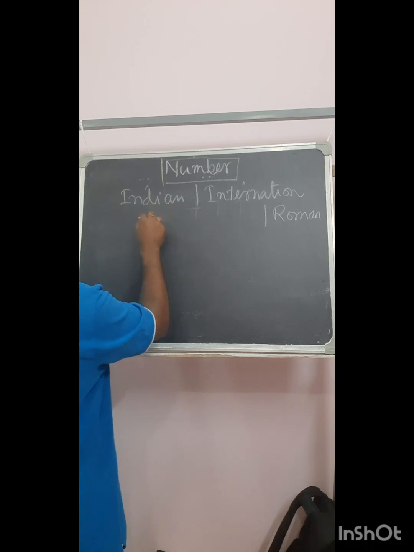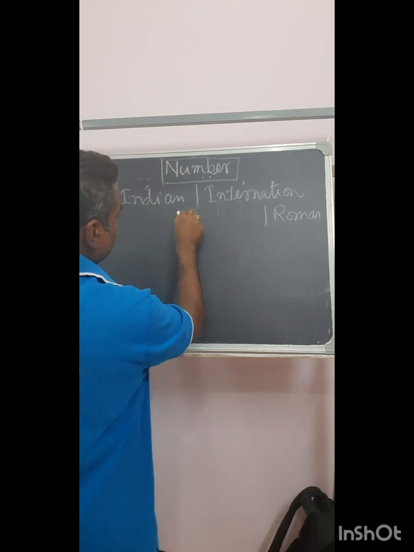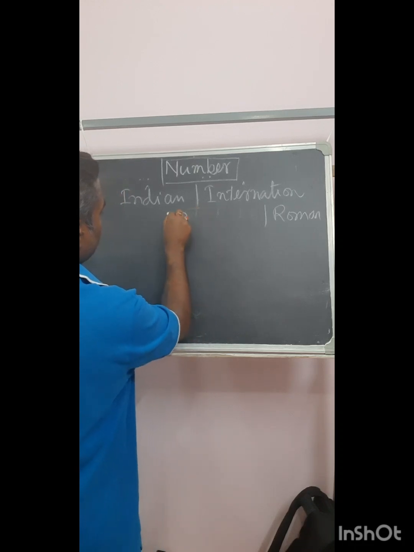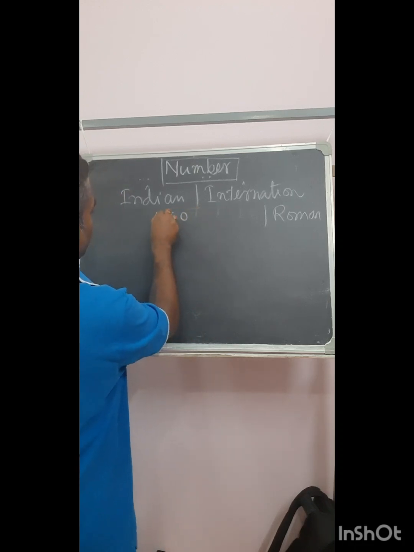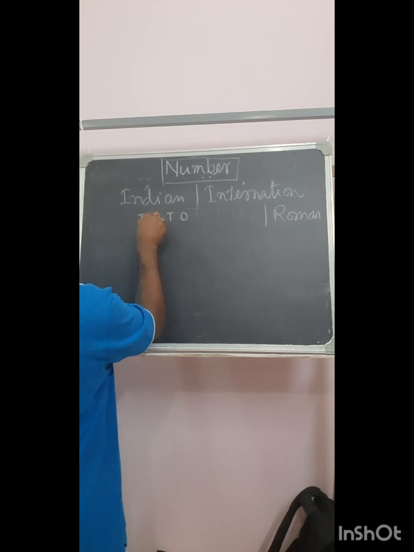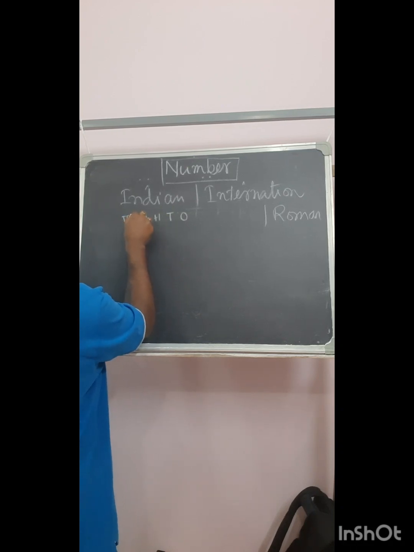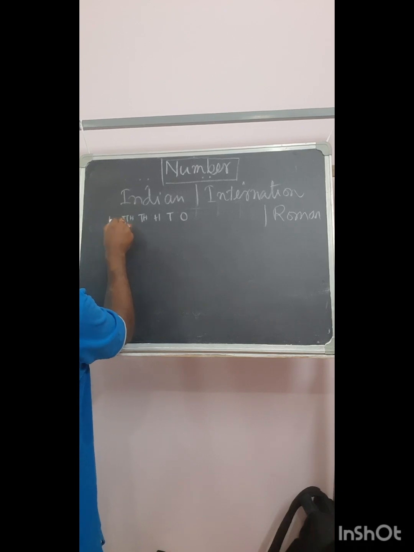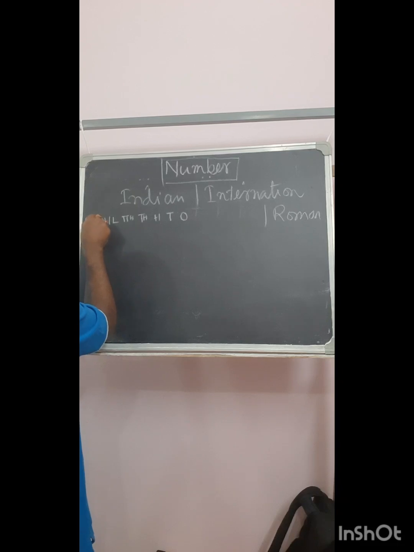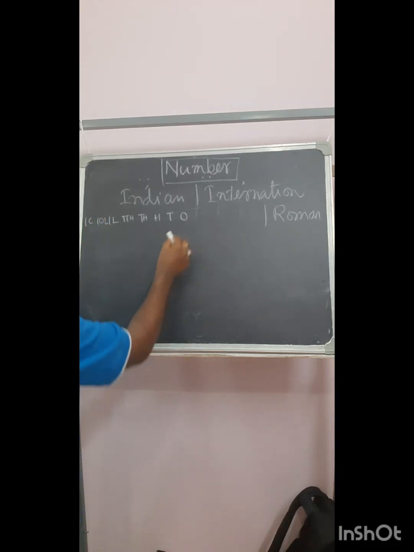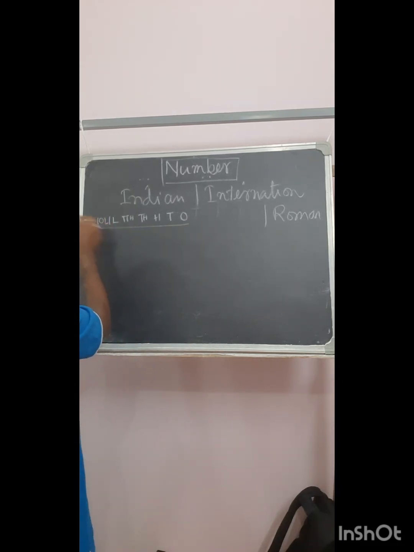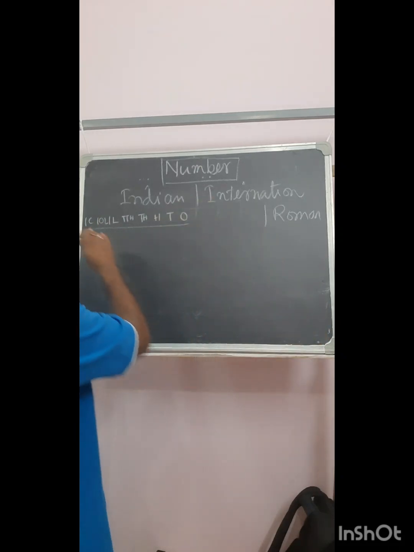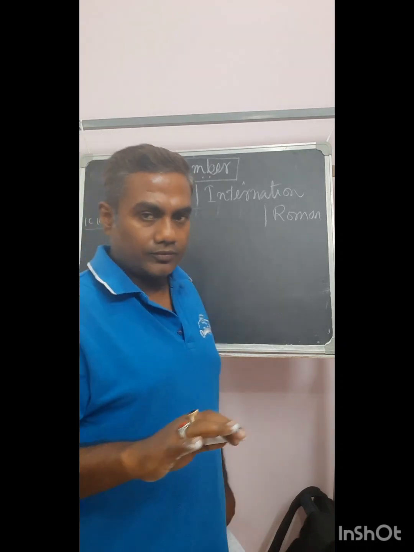In the Indian system, starting from the unit position, we have 1, then 10, then 100, then 1000, then 10,000, then 1 lakh, then 10 lakh, and 1 crore. This is the ultimate thing we are using. After that, any increment on the number will be represented in terms of crore.